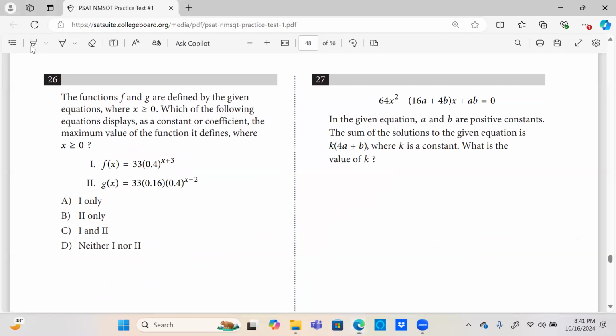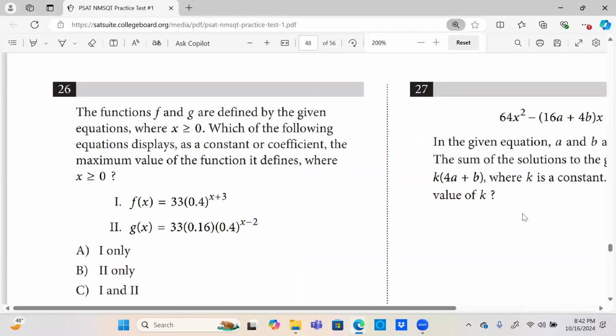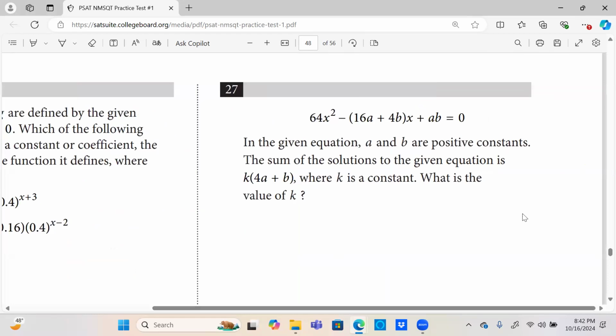Last one, 27. We have a quadratic. What is the value? Okay. In the given equation, a and b are positive constants. The sum of the solutions is given by k times 4a. Okay, what is the value? Okay.